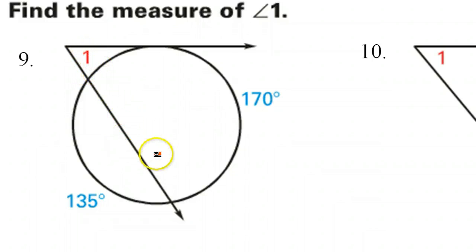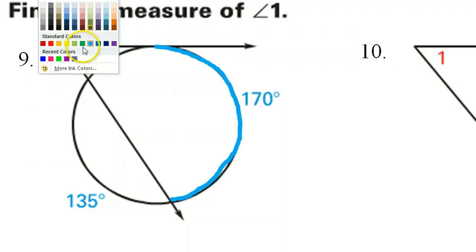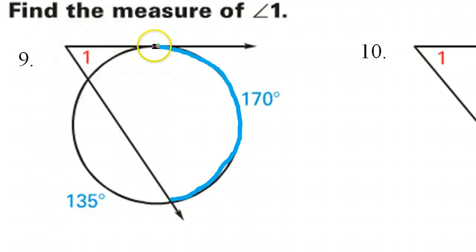Now, where are the two arcs in this picture that I'm dealing with, the big arc and the small arc? Well, they are right here. Here's the big arc that's being intercepted by this angle. And then here is the small arc. Those are the two arcs in question. I see what the big arc is. It's 170 degrees. But the small arc, I don't have that.